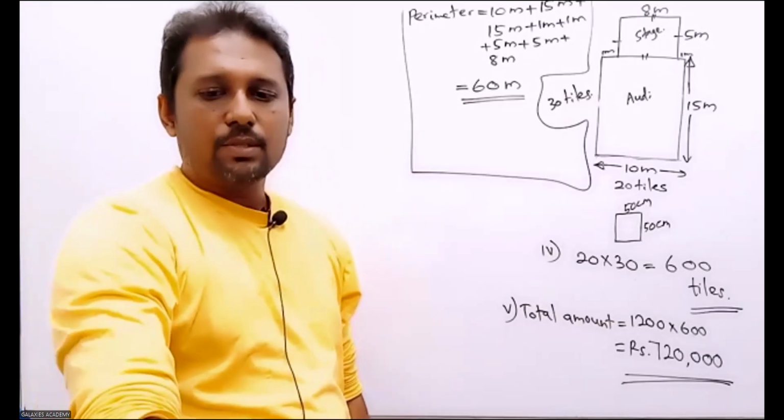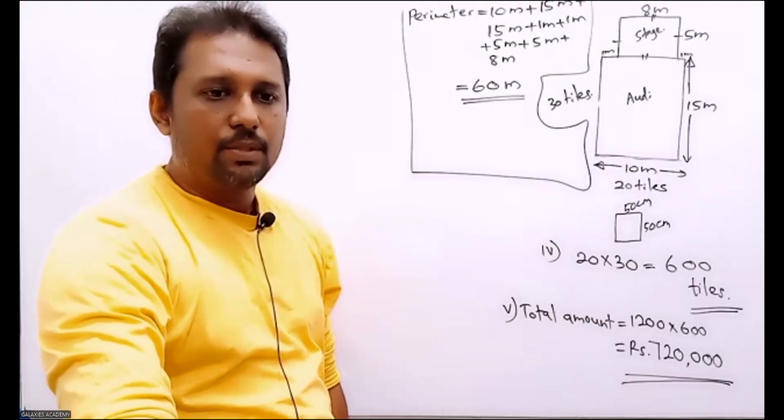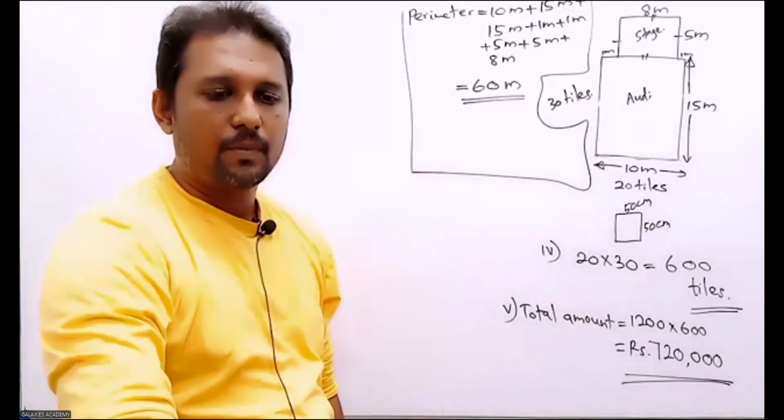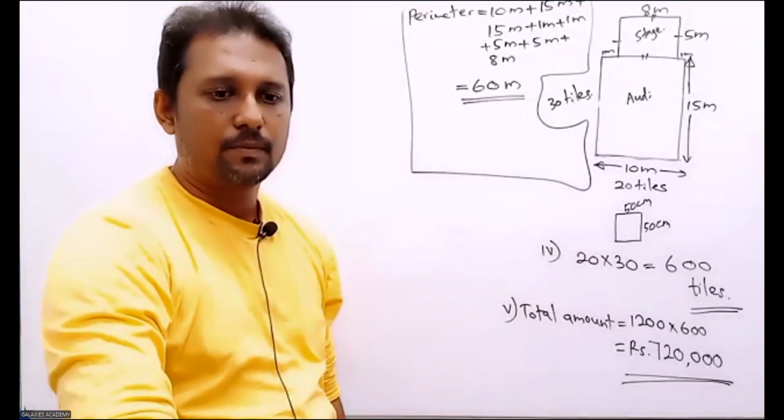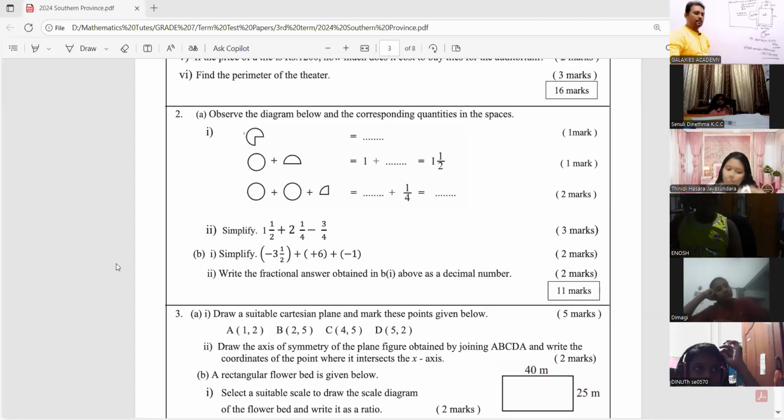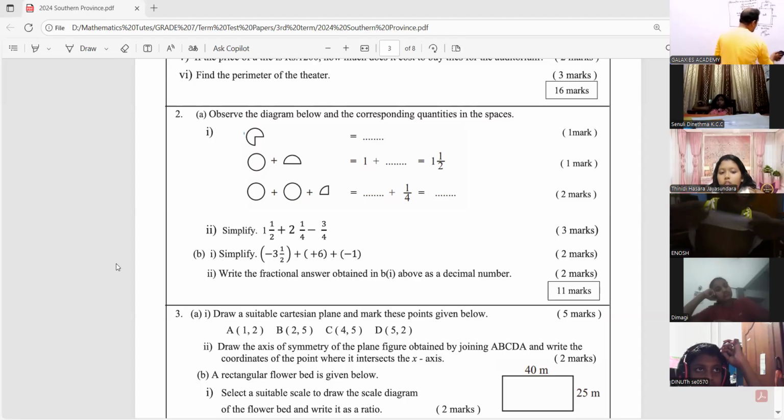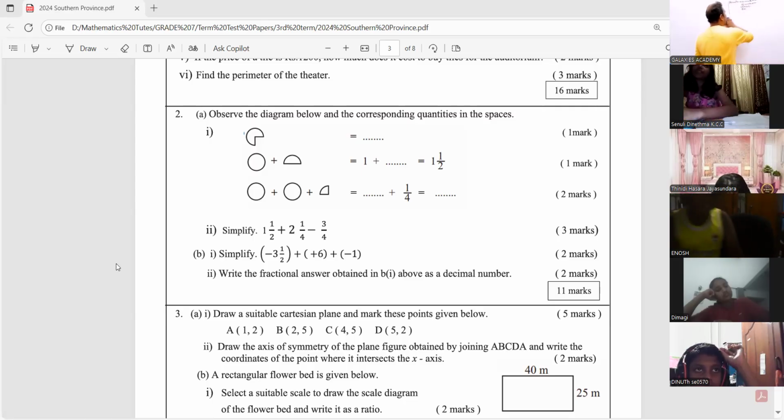Right. Now let's go to the next question, question number 2. This is the second question. Also, there are two subparts A and B. Also, other subparts are given with Roman numbers 1, 2, right? Like that. We have to write the answers for all these parts.